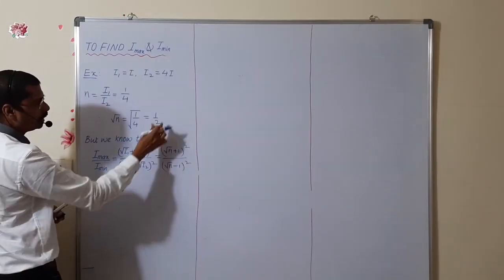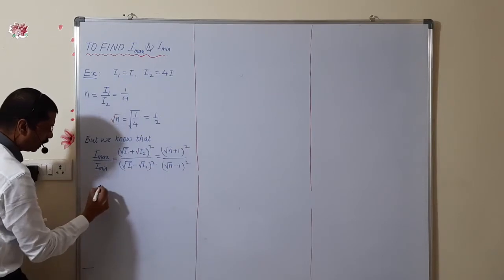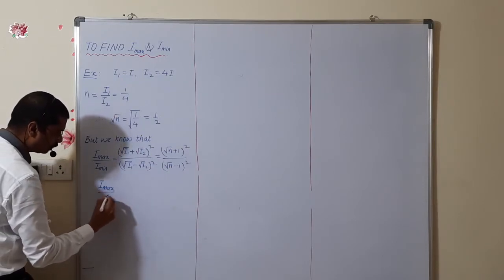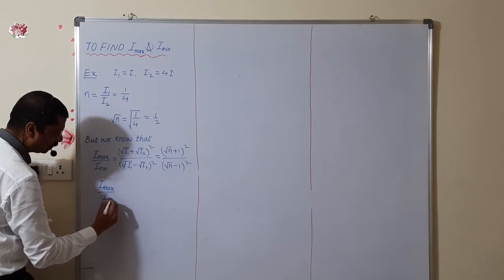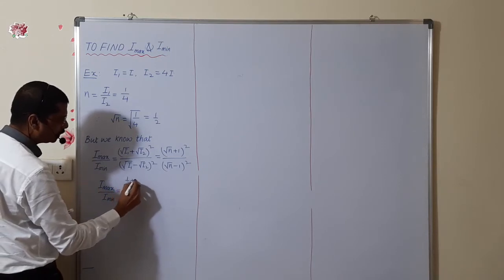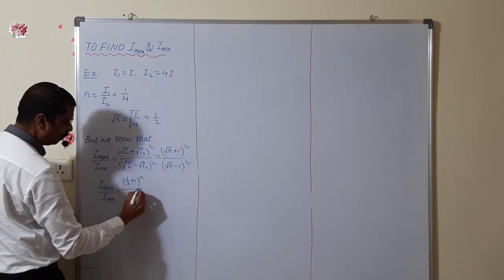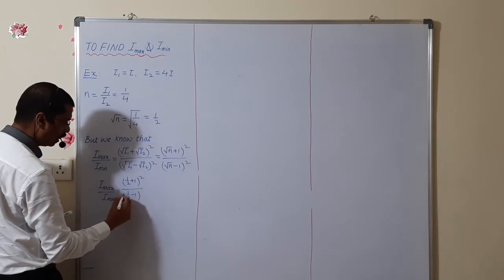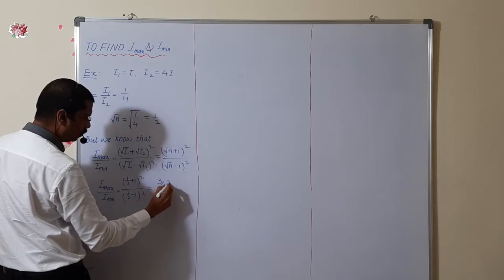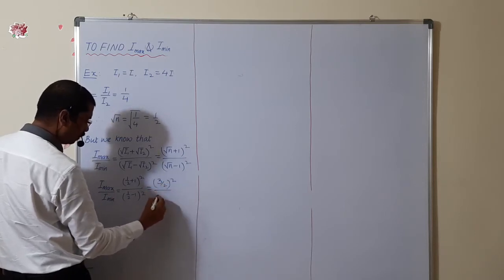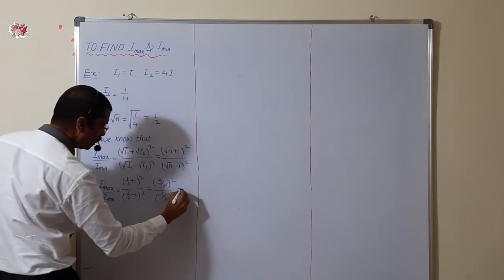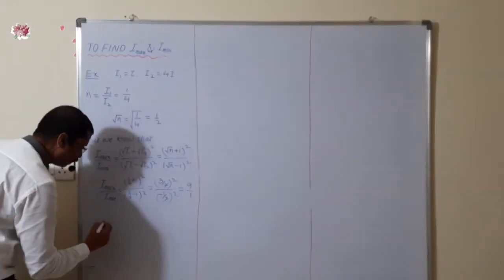Root n value, what is that? 1 by 2. Substitute here, we can find out the I maximum and I minimum values. I maximum upon I minimum is equal to (root n plus 1) whole square upon (root n minus 1) whole square. Here root n is 1 by 2, so 1 by 2 plus 1 whole square upon 1 by 2 minus 1 whole square. Here, 3 by 2 whole square upon minus 1 by 2 whole square. 2 will cancel. Here the ratio is 9 upon 1.